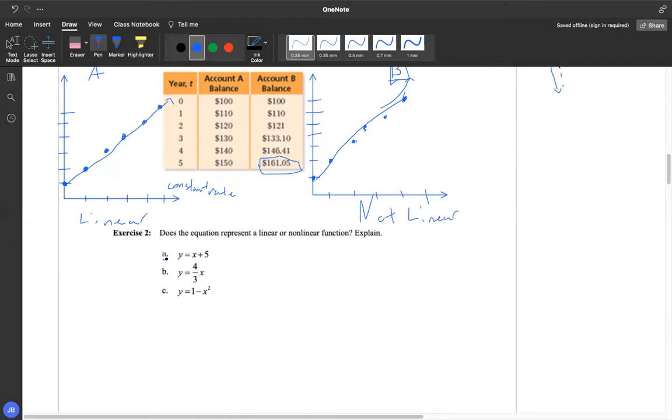I think it's linear because the +5 just means it's moved up 5, so x would equal y. Exactly right, that's a good call. So Andy noticed that y equals x is just like this, and if you add 5, it just goes up 5. So it's still linear. Great job, Andy. Nicole, did you want to try B?